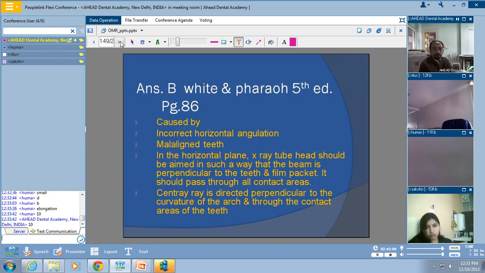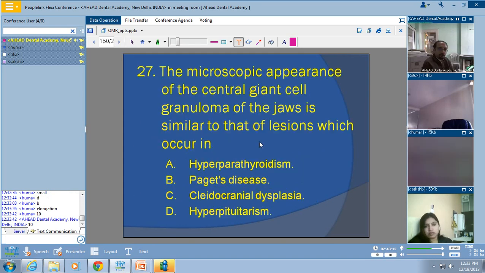Next question, the microscopic appearance of the central giant cell granuloma of the jaw is similar to that of lesions which occur in. So indirectly what we are asking you is, in which other condition does this central giant cell granuloma appear radiographically or histopathologically similar? Hyperparathyroidism, Paget's disease, cleidocranial dysplasia, hyperpituitarism.